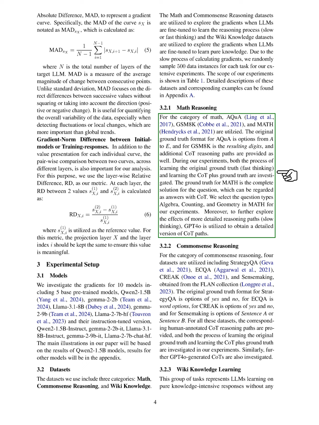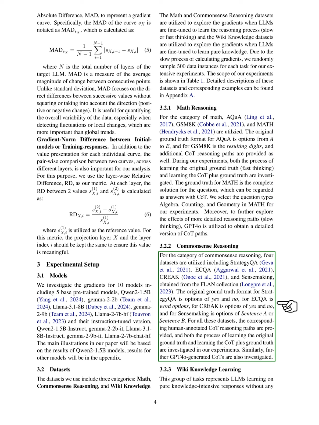We focus on question types such as algebra, counting, and geometry, and we also use GPT-4o to obtain detailed reasoning paths. In the common sense reasoning category, we employ 4 datasets: Strategy QA, ECQA, Creek, and SenseMaking, sourced from the Flan collection. Each dataset has its own format for ground truth, and we investigate both the original ground truth and the reasoning paths provided. Additionally, we explore further reasoning paths generated by GPT-4o.